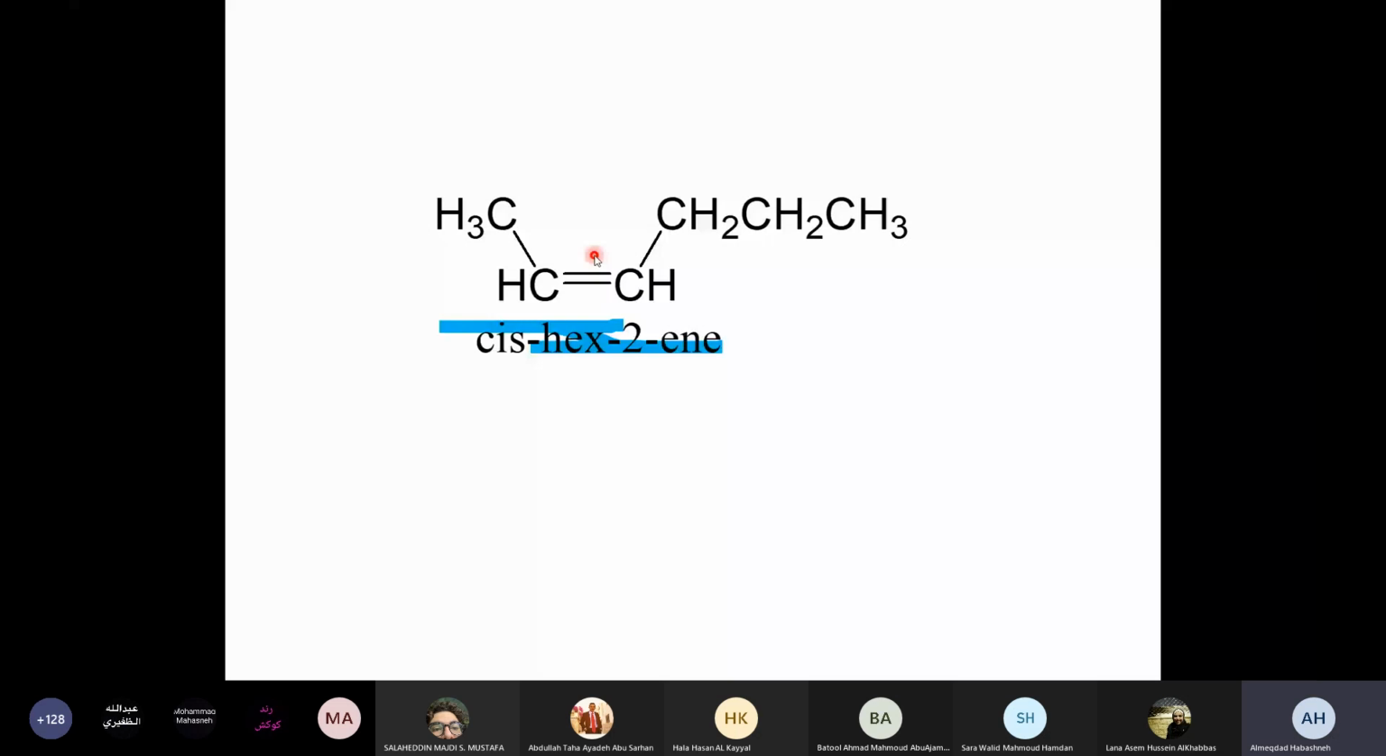Is it stereogenic center or not? Yes. This carbon is connected to methyl and hydrogen, which are different. This carbon is connected to CH2 and H, which are also different.